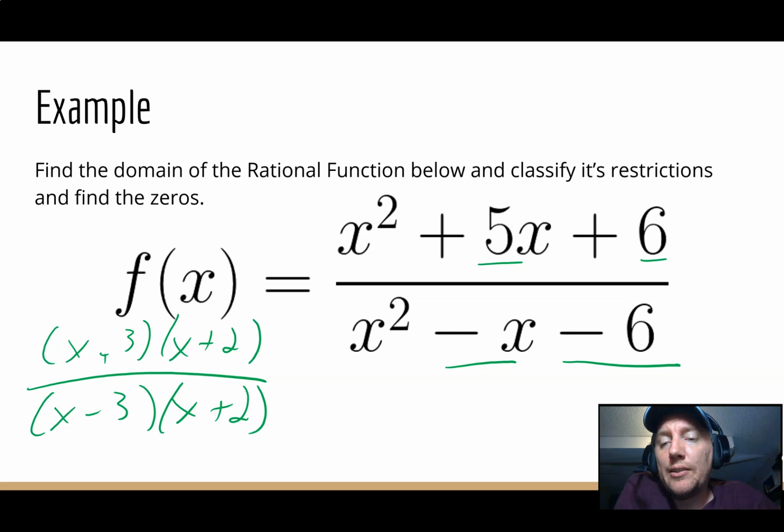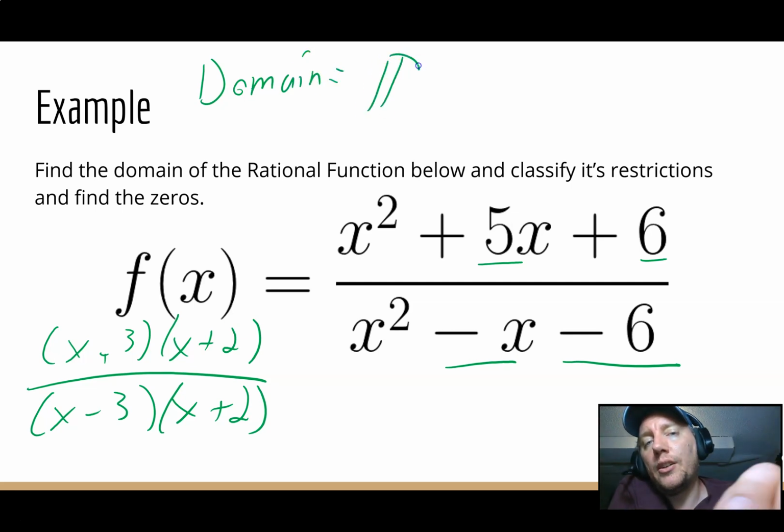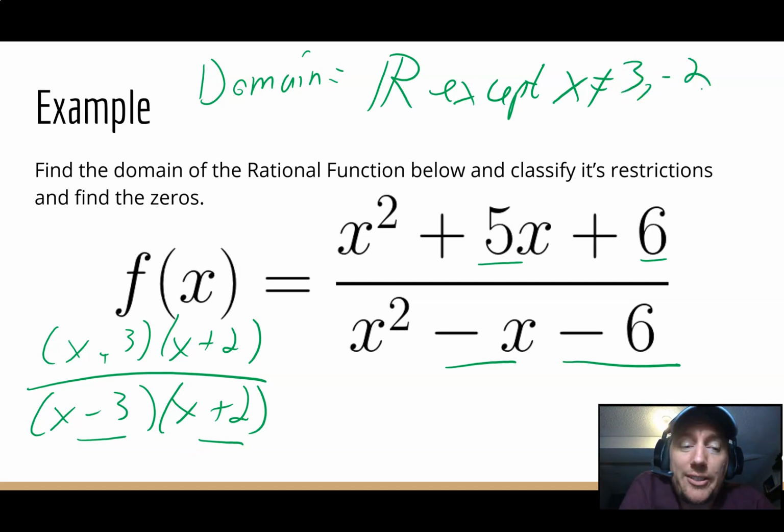So the domain we're going to do first. The domain is all real numbers still except x cannot equal positive 3 and negative 2. It's whatever makes the bottom equal 0, and we've been factoring and solving for months. So x minus 3, x plus 2 means positive 3, negative 2. Now, that's the domain. Let's classify.